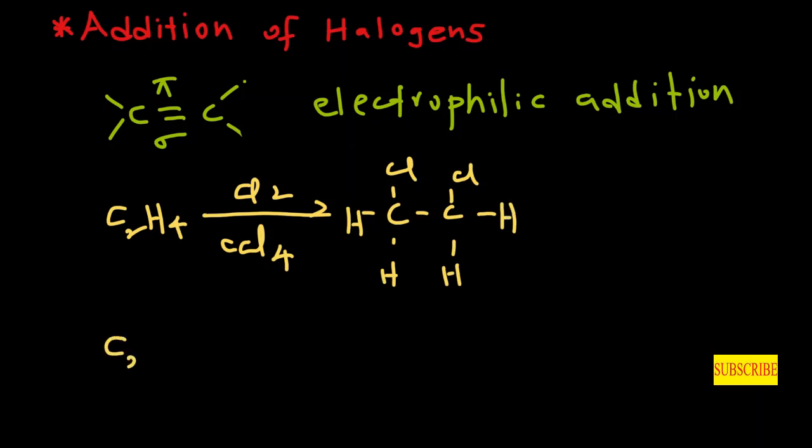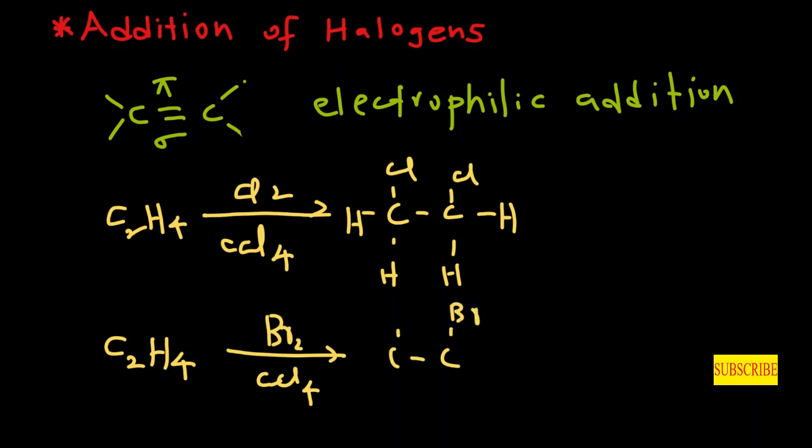When we react ethene with Br2 in CCl4 medium, we can have this product, as in the previous reaction. Then we can conclude this reaction is happening by observing the decolorization of Br2. In this Br2 mixture, the brown color becomes colorless.